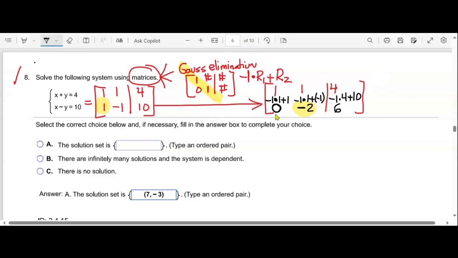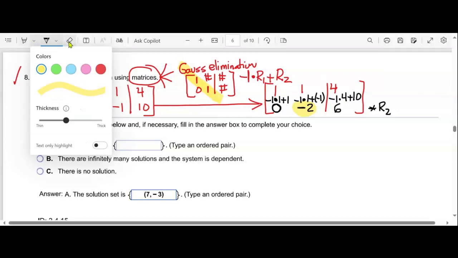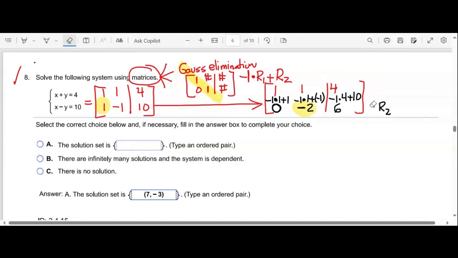Multiply row 2 times what? What should I multiply times? Minus half. Negative half, right? Yes. So let's multiply this times -1/2. Yes.